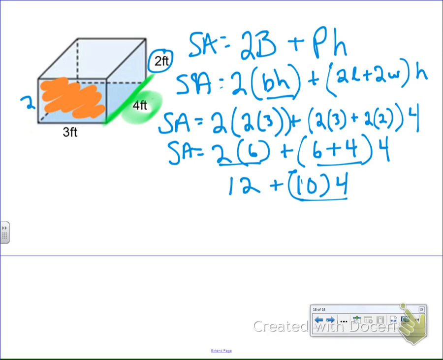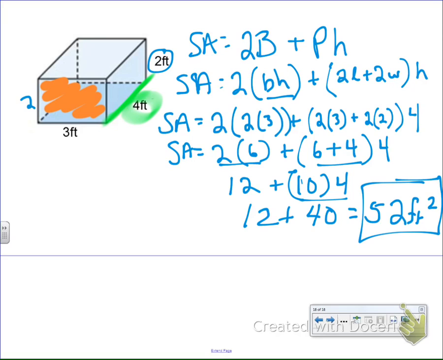Now we'll do my multiplication, and it gives me 40, following my order of operations, and I have a surface area of 52 feet squared. So this would tell me if I was going to wrap this box with wrapping paper, or if I was going to make a box out of cardboard with these dimensions. This would be how much cardboard or how much wrapping paper I would need to cover that entire surface area.